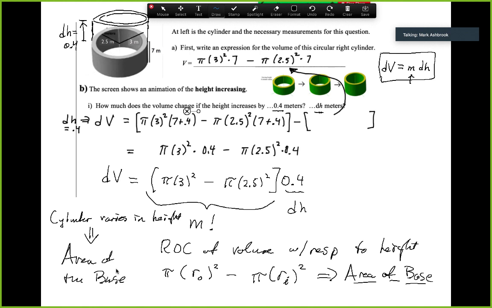So this is what we spent the last 10 minutes doing. If the cylinder is varying in height, the rate of change we're going to use is the area of the base. In this case, pi r outer squared minus pi r inner squared. I'm saying this is really important, and we have quizzes at the end of class.